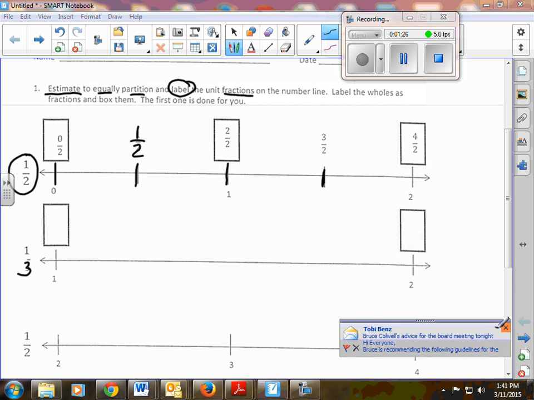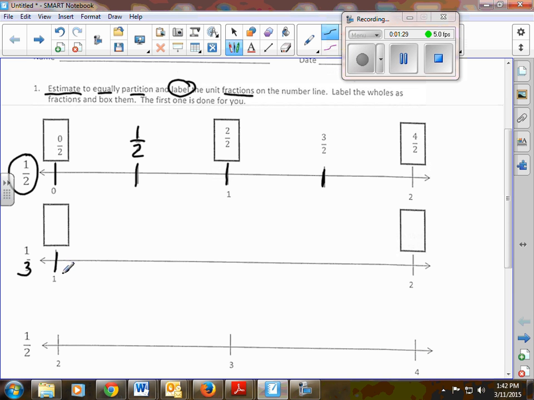Notice that this number line starts at 1 and ends at 2. We need to equally partition this into thirds, okay? In order to partition this into thirds, we need to know that 3/3 equals 1 whole. You're not starting at 0/3 because you're not at 0 on the number line. You're starting at 3/3, okay? And let me show you how this works. So between 1 and 2, we're going to make this into thirds. 1, 2, 3. So that looks like thirds.